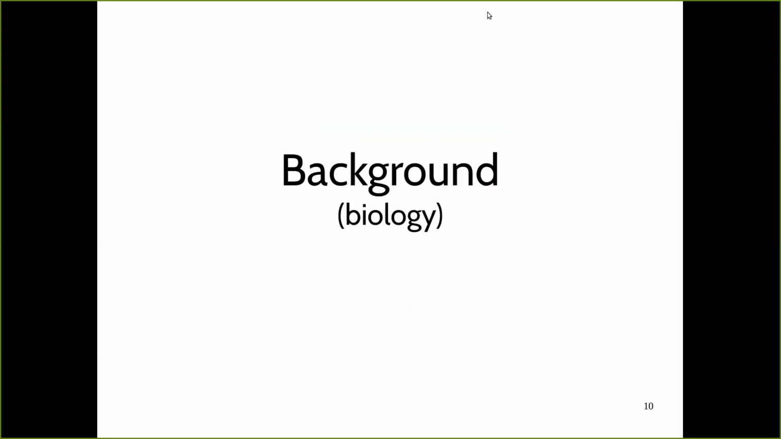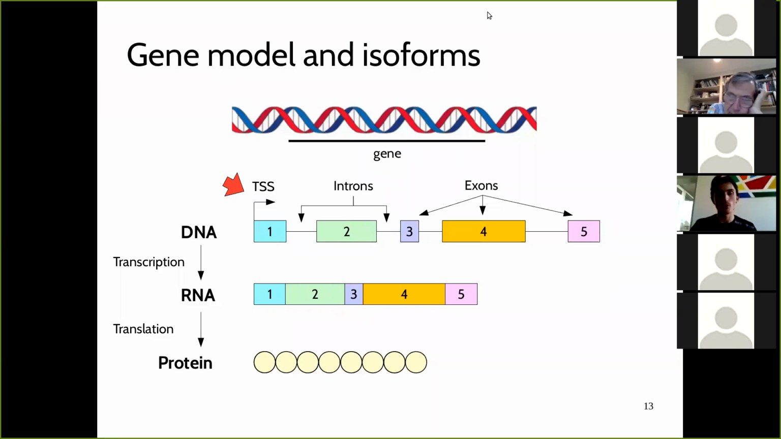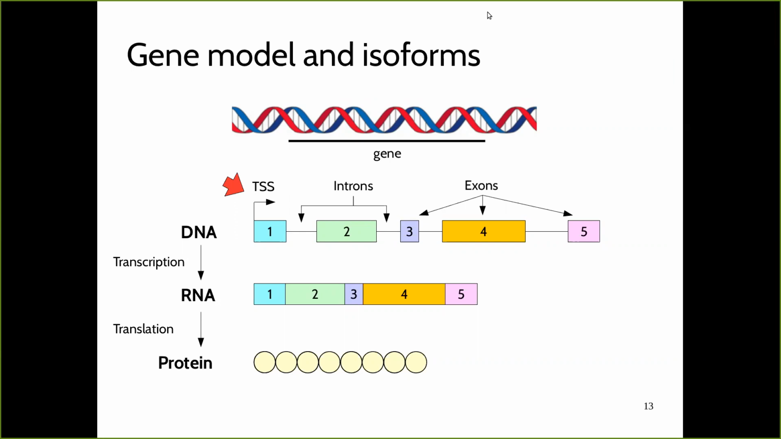I will move on to provide a little bit of background in biology and a little bit of background in clinics. So let's start with the DNA and the gene. Begin the place where the transcription machinery binds to the DNA to start its job. In this case, to produce an RNA out of 5 exons. Then this RNA is translated into a protein.